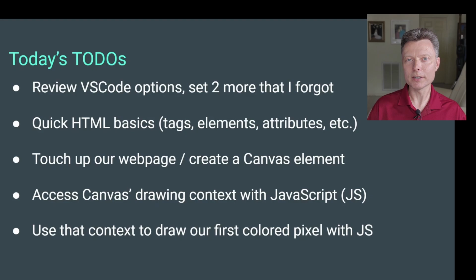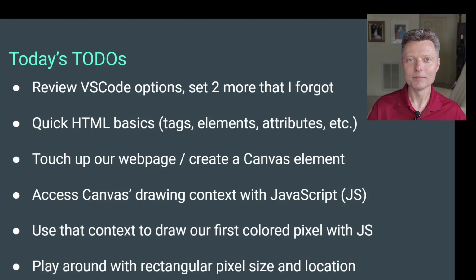Once we have that drawing context from the canvas, we'll be able to issue drawing commands to our browser, and we'll be able to make our very first colored pixel on the screen. And finally, we'll play around with that little rectangular pixel and change its color, its position, and its size. So let's get started.